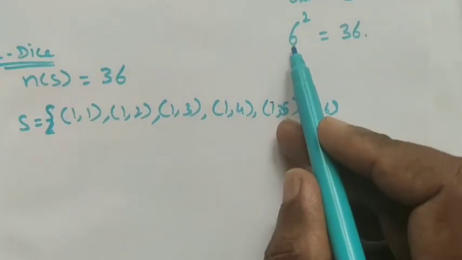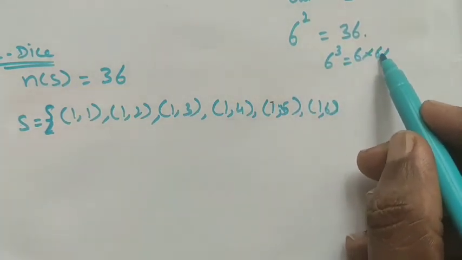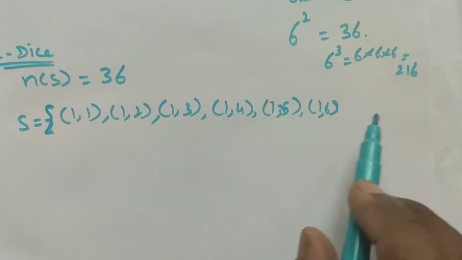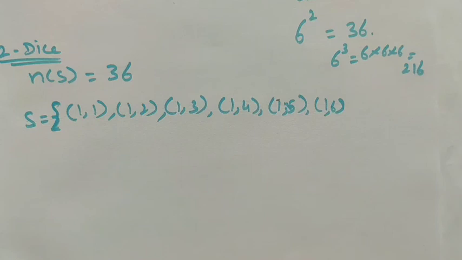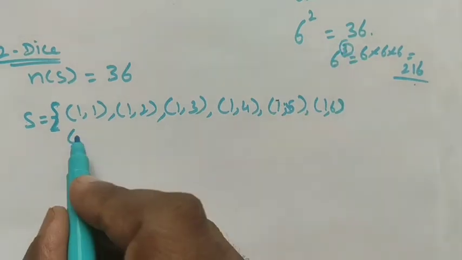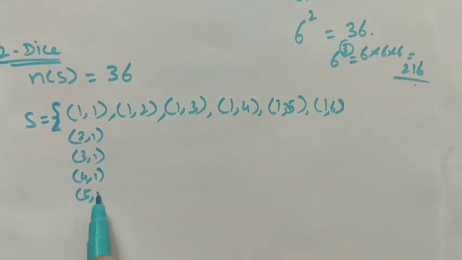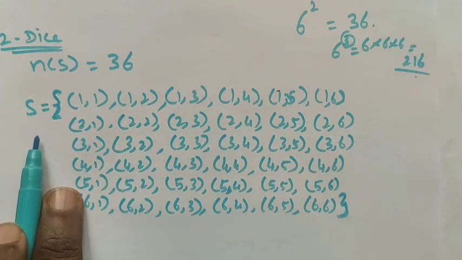Suppose it is in the form of 3 dice, means 6 power 3, that is 6 into 6 into 6 is equal to 216. 6 6s are 36, 36 into 6 is 216. For 3 dice the total number of sample space n of S is equal to 216 for 3 dice. And then we can continue this, 2 comma 1 and then 3 comma 1 and then 4 comma 1 and then 5 comma 1 and then 6 comma 1. Like this we can write the sample space. In this way we can write all the sample space for 2 dice.